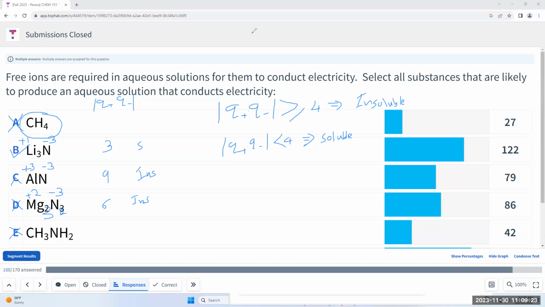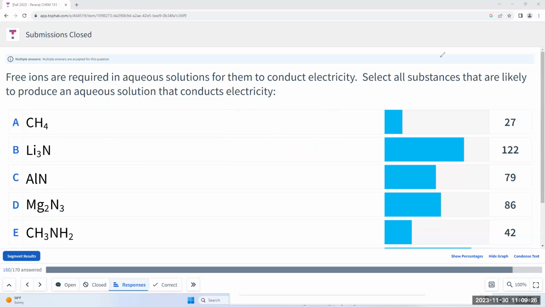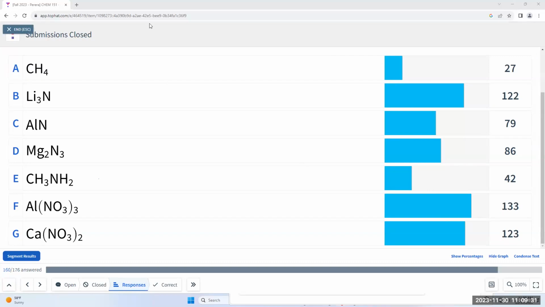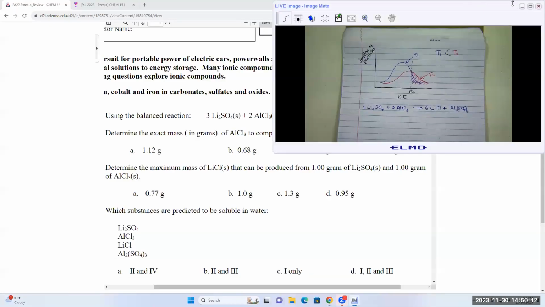Okay, I believe that there are more below. Let me clear my doodling. Okay, and aluminum nitrate. So aluminum is +3, and nitrate we know is -1. Therefore, the charged product is 3. Therefore, soluble. Therefore, this will conduct electricity together with this guy over here. Okay, and calcium nitrate. Calcium is +2. Nitrate, this whole thing is a polyatomic ion with a charge of -1. Therefore, the charged product is 2. Therefore, this will be soluble. Therefore, this will conduct electricity as well. Therefore, the correct answers are options B, F, and G.